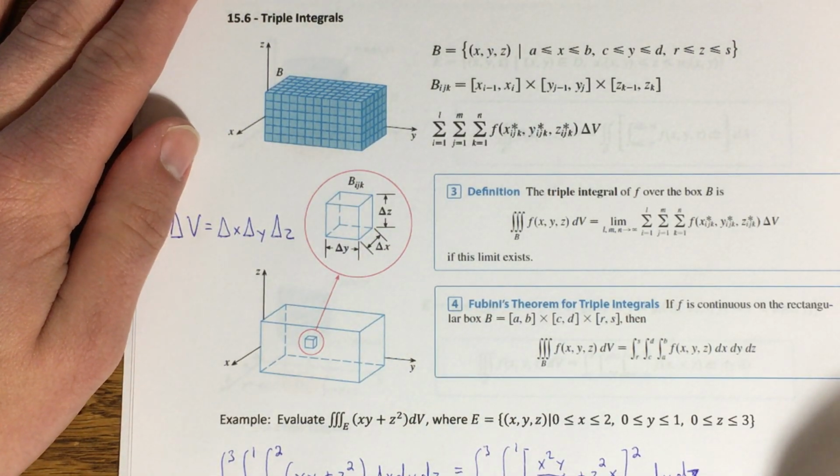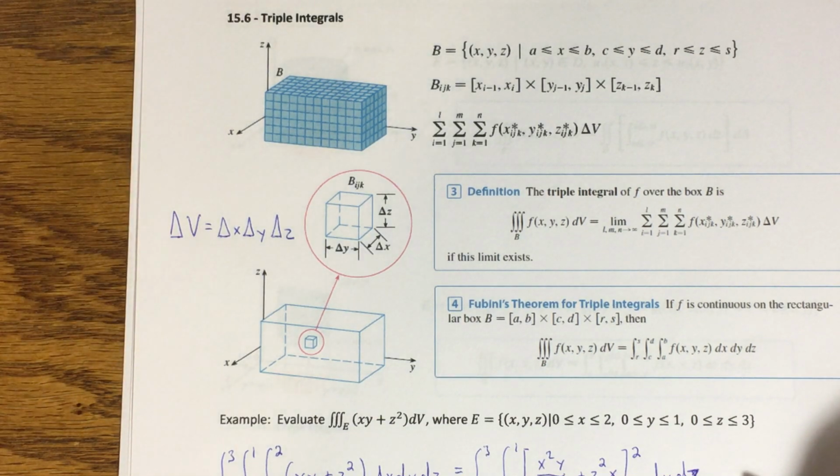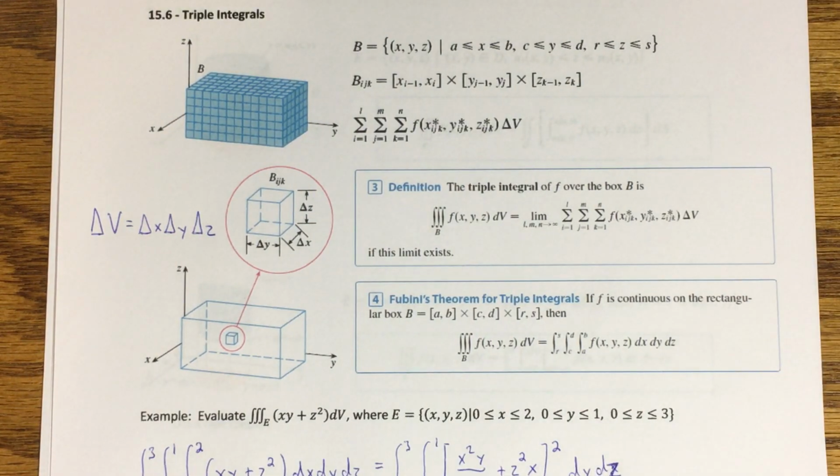So in the next video, we're going to talk about the generalization of type 1 and type 2 regions that we talked about in 15.2. We actually have 3 different types, and they're type 1, type 2, and type 3 solids. So the next video is going to get much more interesting.